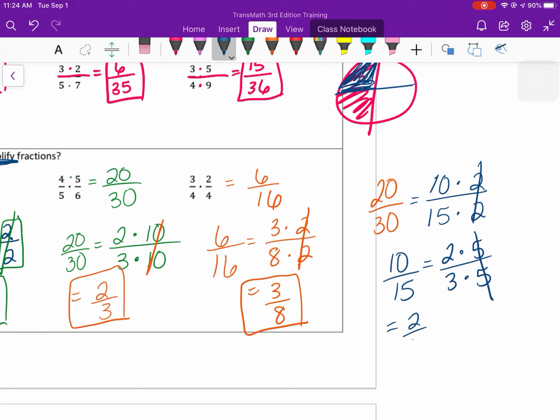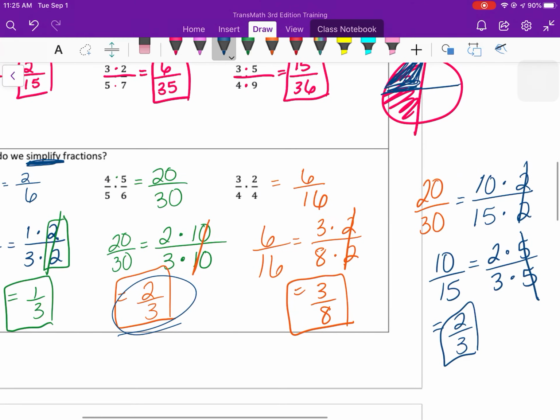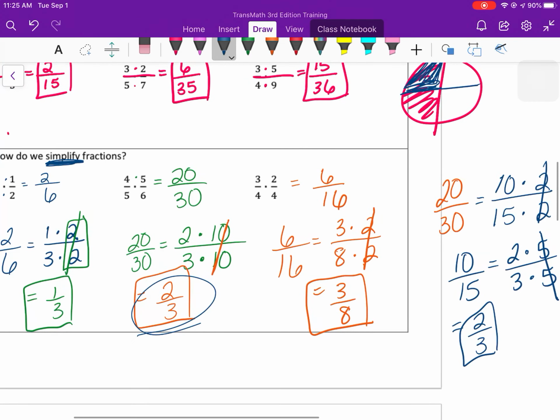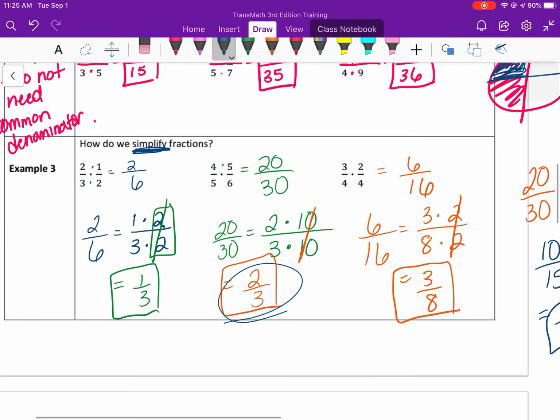So now I have simplified it all the way to 2/3, which is what we got when we chose to simplify by 10 right away. So simplify as far as you can by finding what they have in common for factors, or things that both numbers are divisible by, essentially. And then I rewrite it as a multiplication and then simplify.